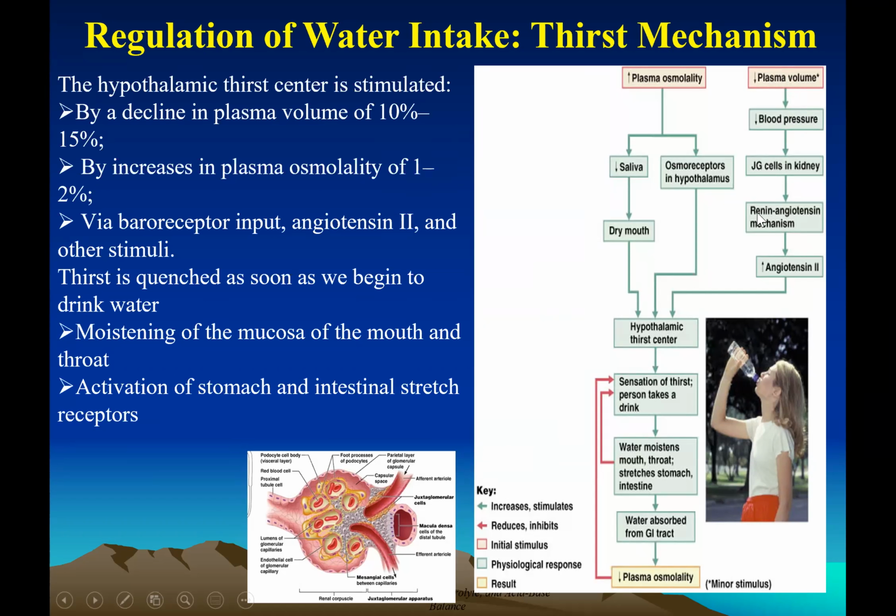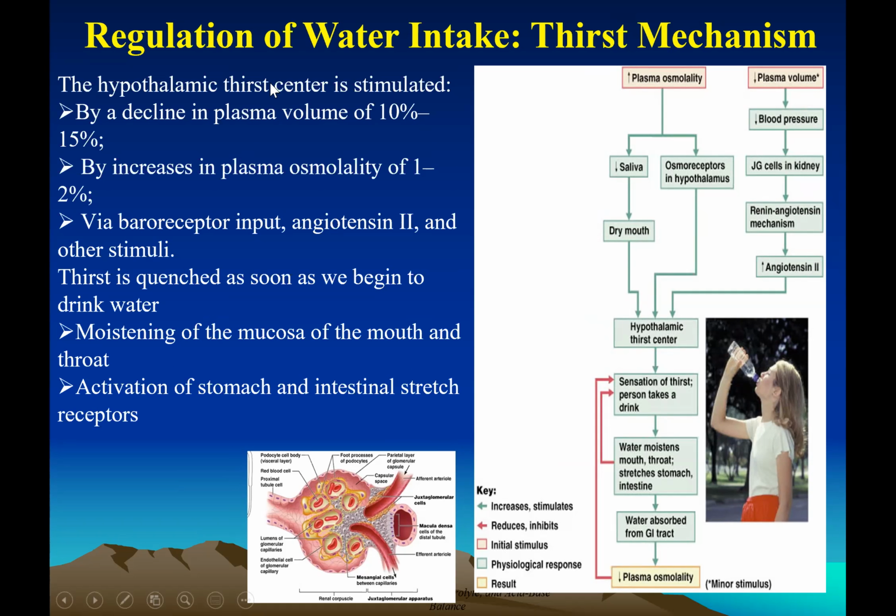They will make renin, which will trigger the renin-angiotensin mechanism. So one hormone will activate another hormone, and so forth. It is called the renin angiotensin aldosterone mechanism. Angiotensin 2 can also stimulate the osmoreceptors in the hypothalamus, thereby asking the person to drink.